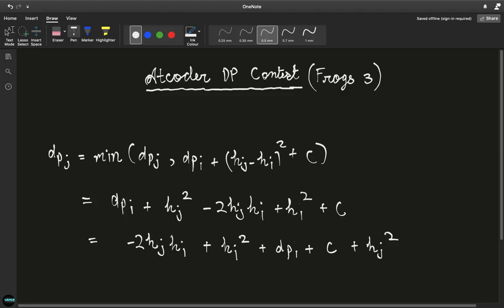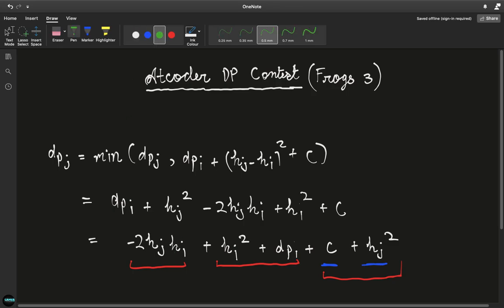So we've moved our terms around now. And for some j, what are the things that don't change? So if you're at some j, while taking our min, this will never change, this is constant. This never changes because the height remains constant. And this part also never changes. So let's keep these two separate, and let's keep this separate and this separate.